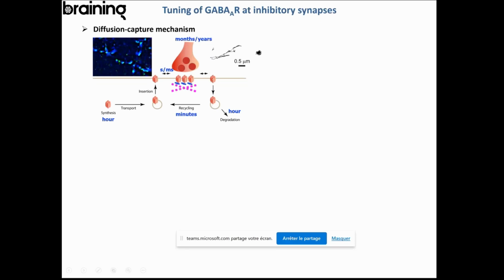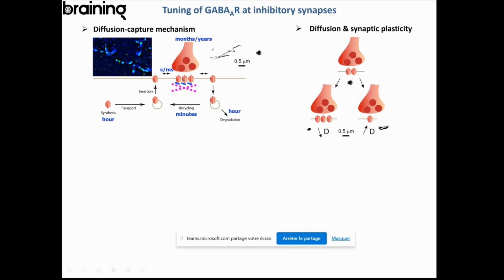And in this way, they can be internalized, and either they are recycled back to the membrane or they are rapidly degraded. So we know that lateral diffusion and this mechanism that we call diffusion capture by the scaffold is really one of the first cellular mechanisms to control the number of receptors at the synapse. And this is very important in particular, for instance, for synaptic plasticity. So all these processes where the synapse responds to a change of activity.